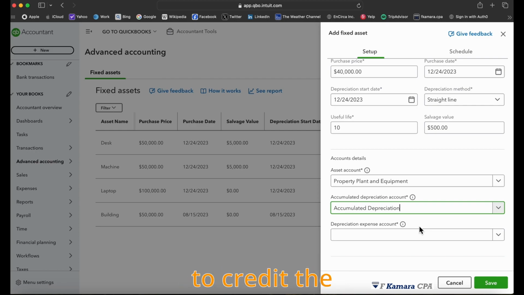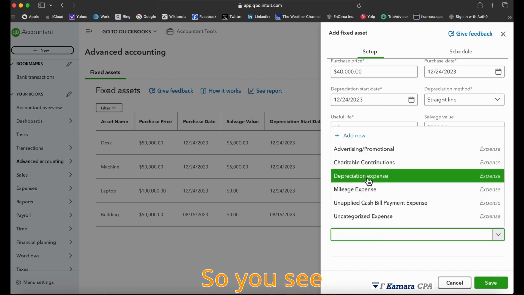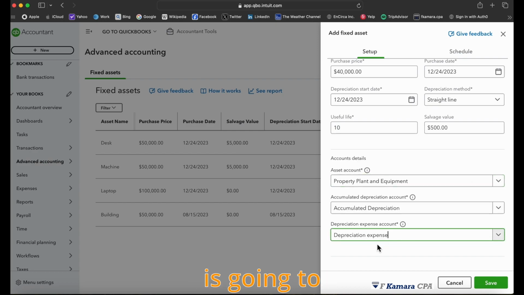We are going to credit the accumulated depreciation because we are going to disclose the accumulated depreciation amount, and debit the expense. The depreciation expense is an amount that we charge to the income statement, so we need to have an income statement account named depreciation expense. You see I have already created it. The category is an expense because this is going to the profit and loss.